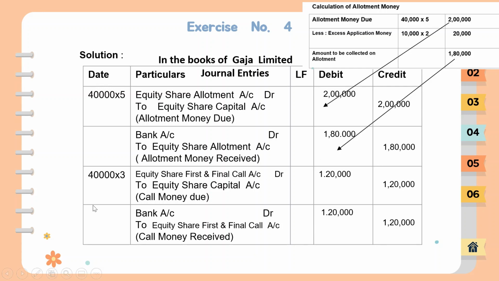Now, as usual, first and final call, you have to write equity share first and final call to equity share capital account, and then receiving the equity share first and final call. Okay.